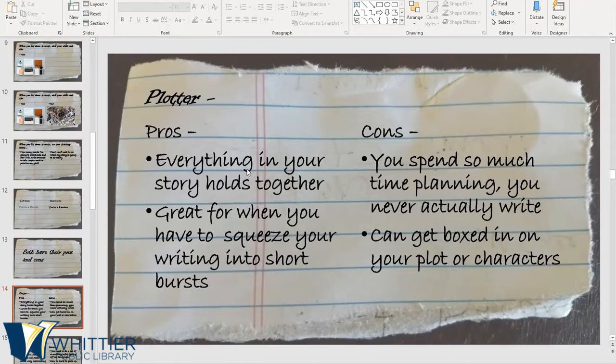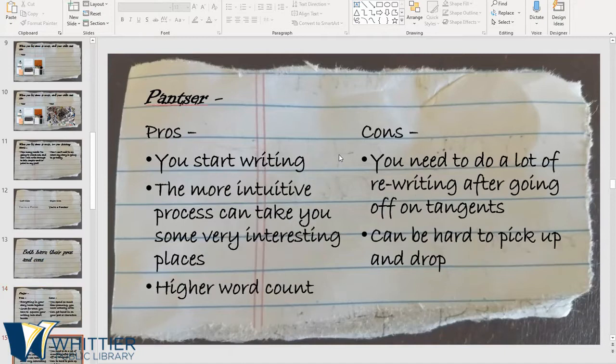So that is one of the cons of being a plotter. If your plot is going to go in a more interesting direction, if you just let it go, but you've got it all boxed in this way, you kind of miss out on that.